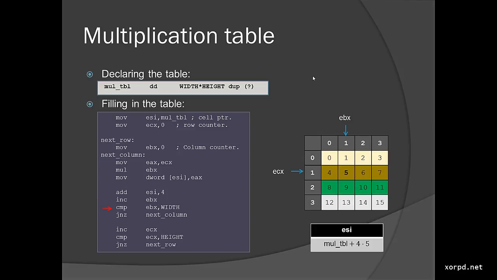So basically what happens with this code is that we iterate with ESI over all the table in the following route. We begin with this cell 0, 1, 2, 3, and then we move on to 4, 5, 6, 7. Then we move on to 8, 9, 10, 11, and so on. This is how we iterate over the whole table. And we do it in this special way using nested loop. A loop inside another loop. One loop is for the rows and another loop is for the columns.